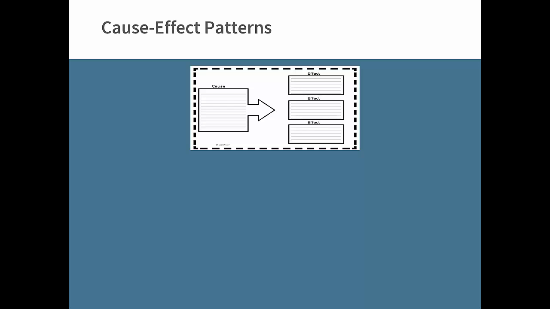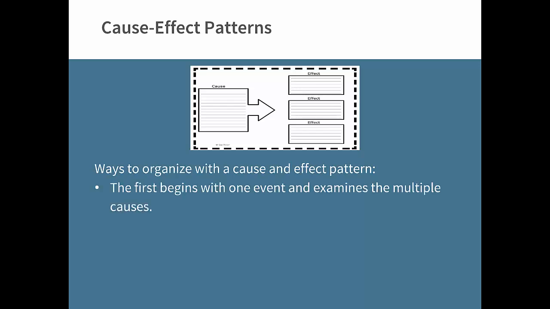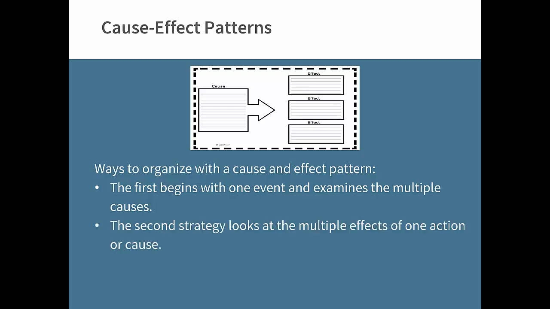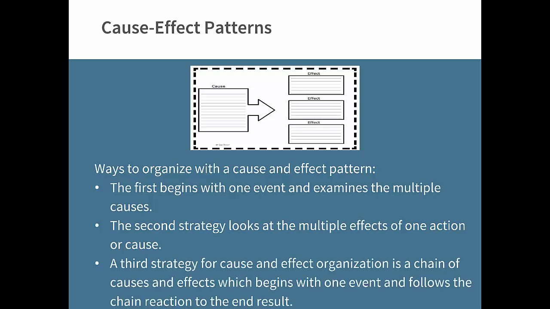Young children also can begin to extend opinion essays by giving reasons to support their opinion using the word because. Signal words for cause and effect structures also include then, as a result, and therefore. There are three main ways to organize with a cause and effect pattern. The first begins with one event and examines the multiple causes. The second strategy looks at the multiple effects of one action or cause. And the third strategy for cause and effect organization is a chain of causes and effects, which begins with one event and follows the chain reaction to the end result.